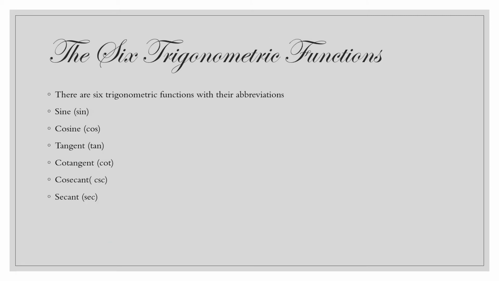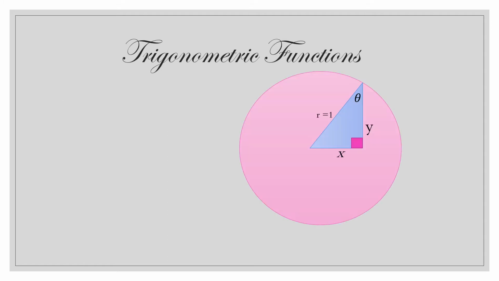Now we have 6 trigonometric functions, and these are their abbreviations. We have the sine, cosine, tangent, cotangent, cosecant, and secant. And we're going to see how we define each one in trigonometry. So first, we're going to take a right triangle in our unit circle as such.